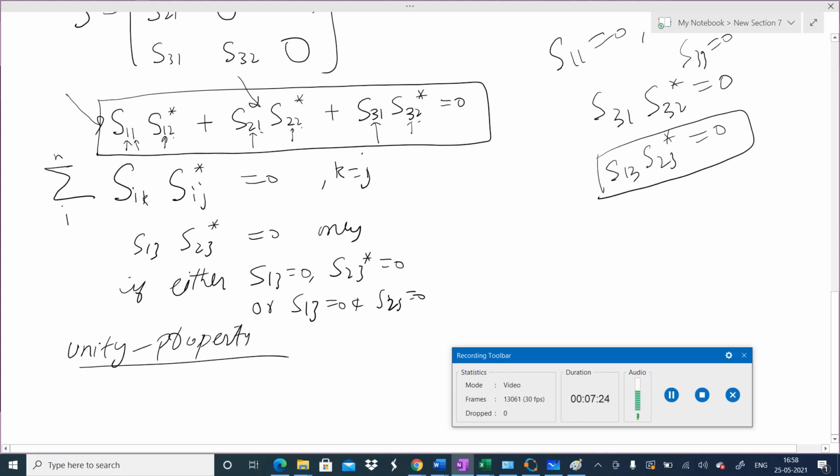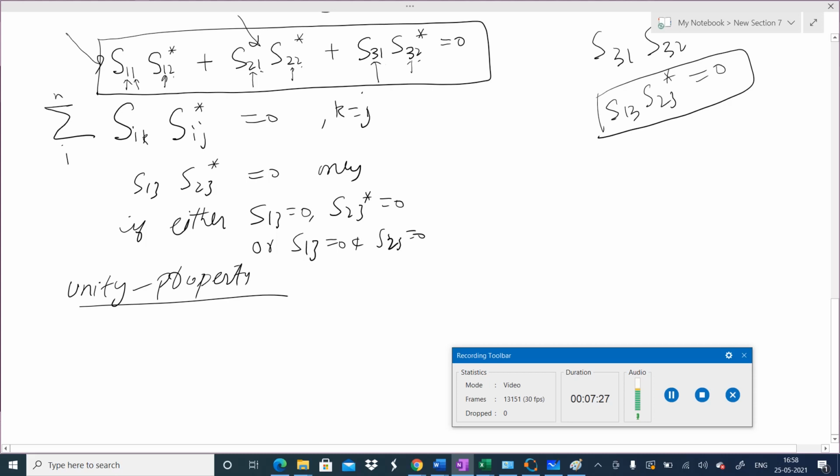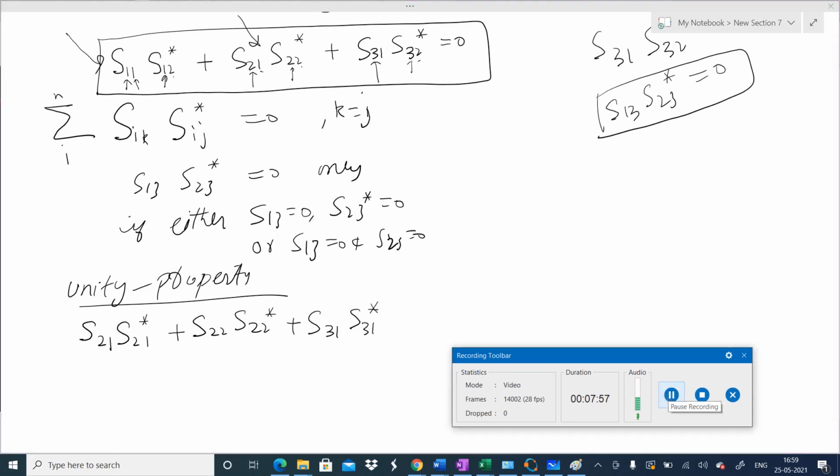Unity property of S matrix. It states that the sum of products of each term of any one of the rows or columns multiplied by its complex conjugate is 1. That is, S11 S11 conjugate plus S21 S21 conjugate plus S31 S31 conjugate. So we are considering row 1.